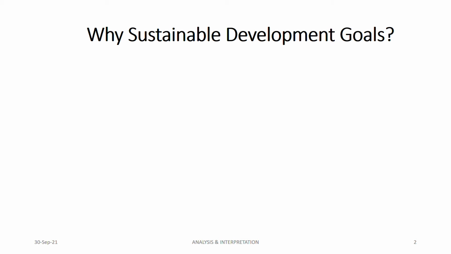Okay, now before going to why sustainable development goals, let me give you a brief introduction or background about developments in sustainability reporting. It's not important for your exam that you know the background of how we came to that stage, but for your understanding, let me briefly tell you the background.